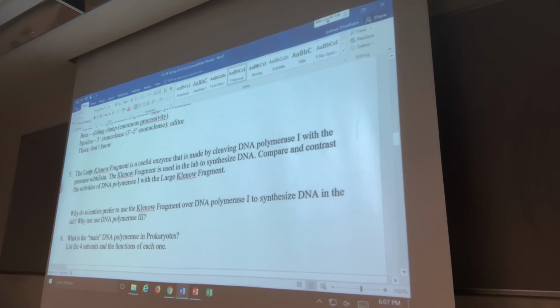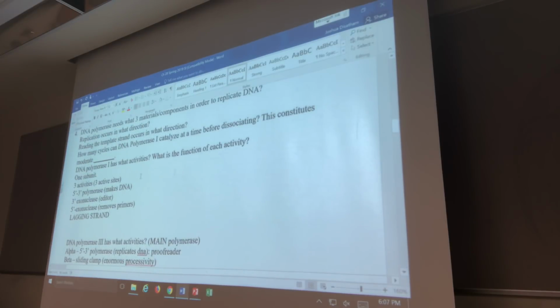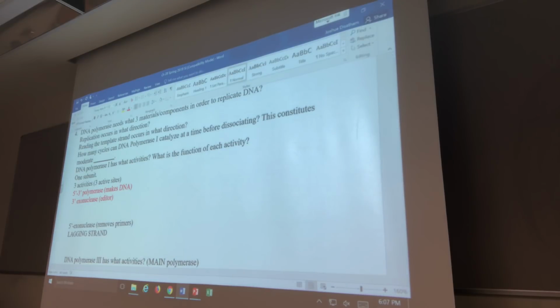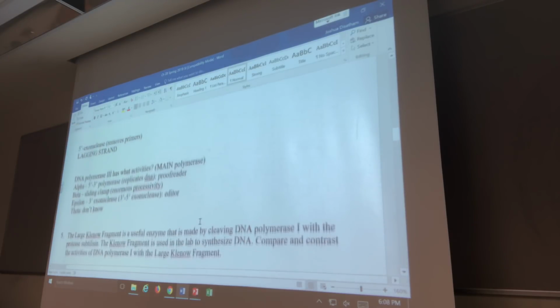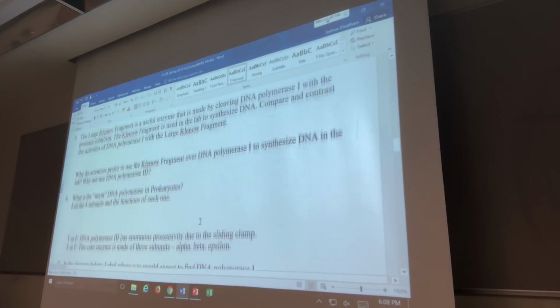Oh yeah, the large cleanout fragment. So, we reviewed that a bit. Basically, the large cleanout fragment is modified DNA polymerase 1. I'm not going to go over it in detail, but it's polymerase 1 with just those 2 activities. Basically, the large cleanout fragment was made by cutting off the 3rd activity, so that all you have left are these 2. Therefore, you can use the large cleanout fragment to synthesize DNA in the lab. Let's see, other review things.